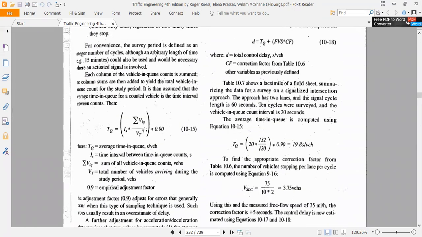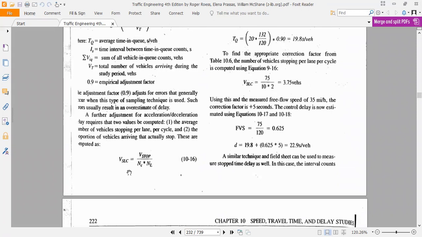VIQ, the total number of vehicles in queue counts during the study period, is 132. How did we find this? We summed all the number of vehicles in the queue during the study period. VT is the total number of vehicles arriving during the study period, which is 120, and this number is given to us. So that means 19.8 seconds per vehicle. On average, a particular vehicle spends about 19.8 seconds in the queue.